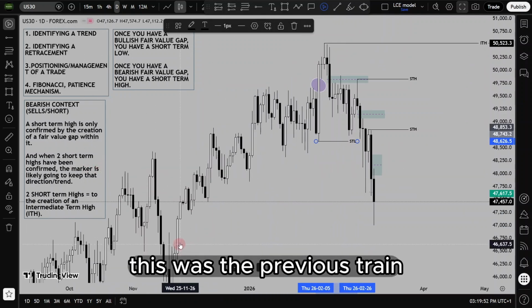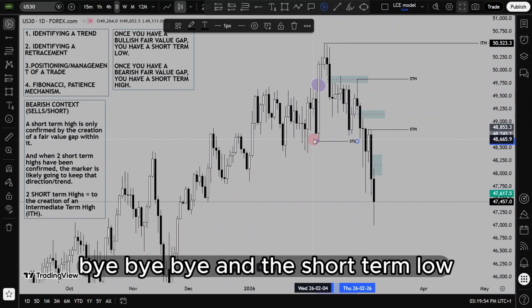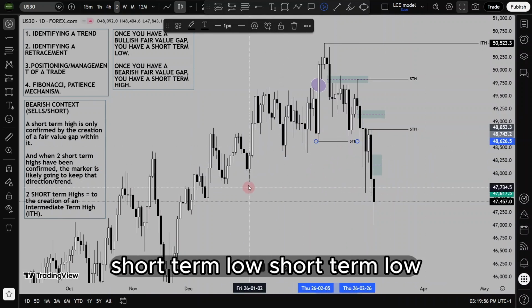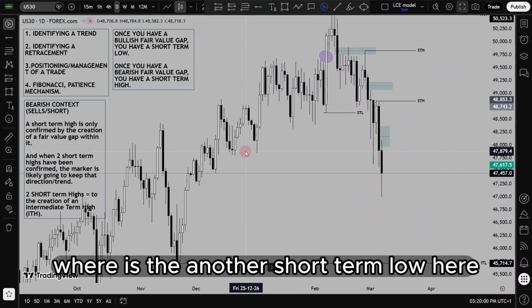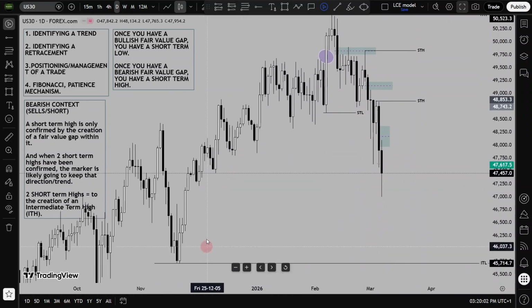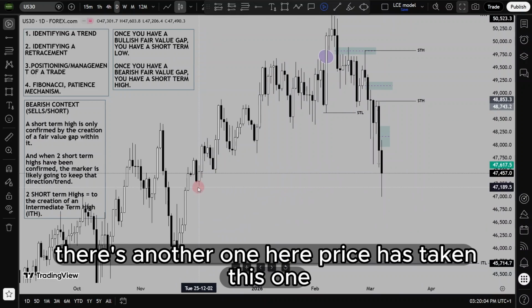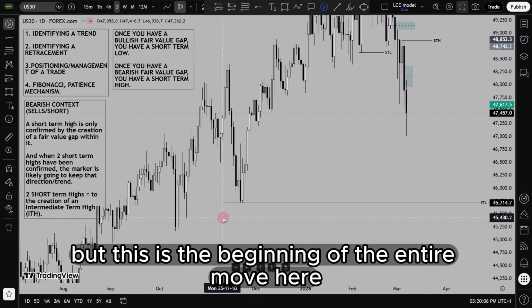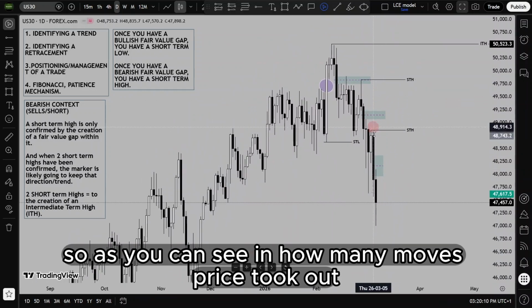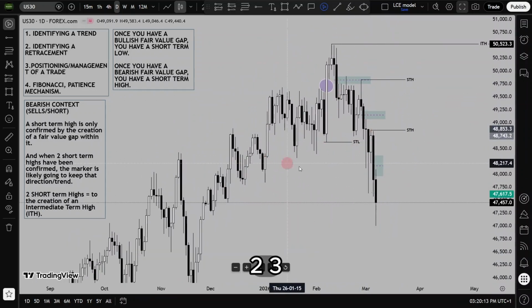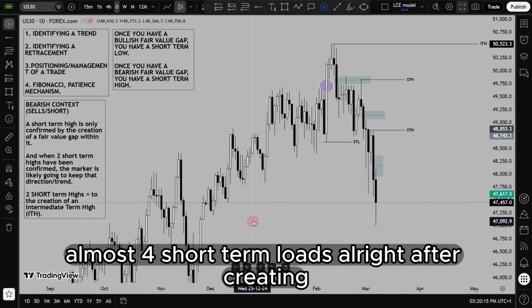This was the previous trend, buy, buy, buy, and the short-term low, short-term low, short-term low. Where's the next short-term low? Here. Where is another short-term low? Here. There's another one here. Price has taken this one. But this is the beginning of the entire move here. So as you can see, in how many moves, price took out how many short-term lows? One, two, three, almost four short-term lows, all right?